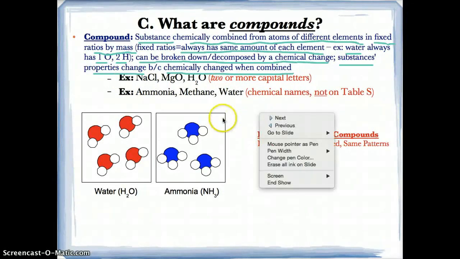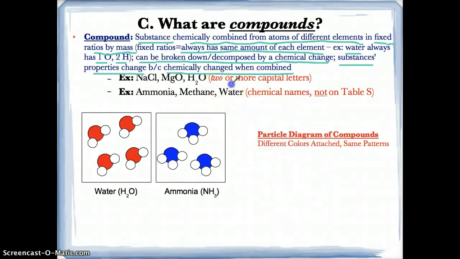Now let's talk about three ways to determine whether something is a compound. The three ways in which you can determine whether something is a compound is by looking at the chemical symbol, the chemical name, or by looking at the particle diagrams. So let's go through each one of these. First, how you can tell whether something is a compound by its chemical symbol is when it has two or more capital letters. So if the chemical symbol for a substance has two or more capital letters, you'll know that it is a compound. All right?